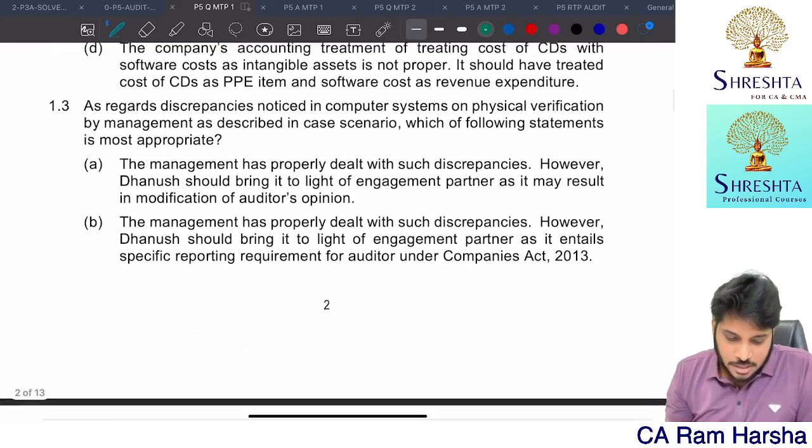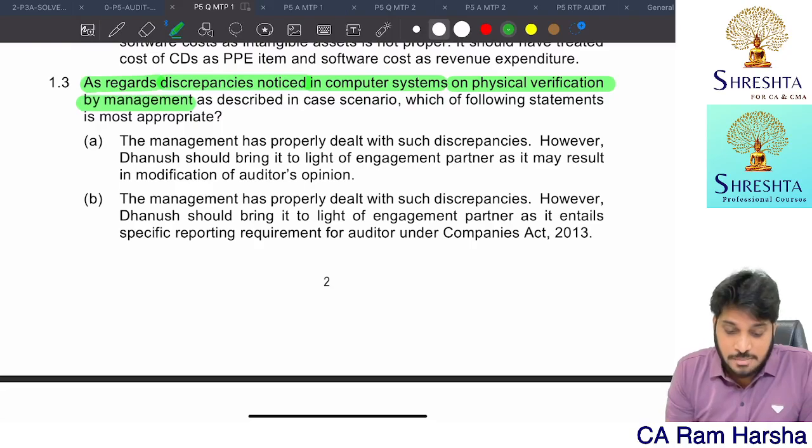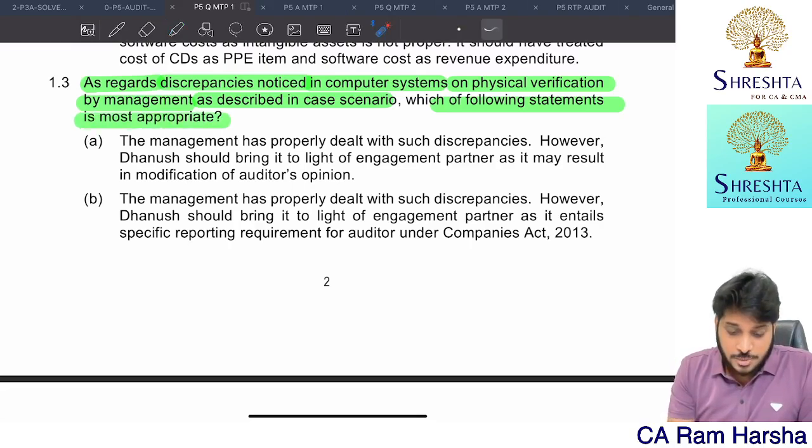As regards discrepancies noticed in computer systems on physical verification by the management as described in the case scenario, which of the following statements is most appropriate? The management has properly dealt with all such discrepancies. However, Dhanush should bring it to the light of the engagement partner as it may result in modification of opinion.